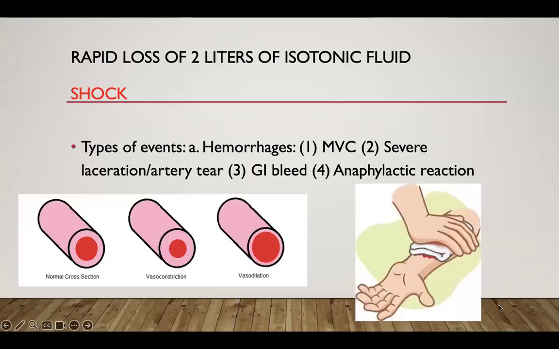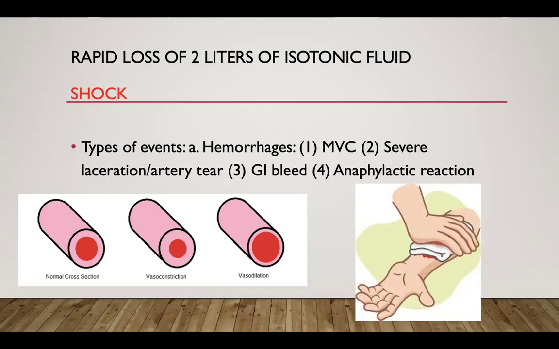Okay, so now we're just going to go through each of the stages. So a rapid loss of 2 liters of isotonic fluid. If you have a rapid loss, it's not going to have time to lose fluid from your interstitial space. That takes time. So if you have a rapid loss of isotonic fluid, it's going to be pretty much completely from your vessels. And so shock is a condition of decreased perfusion. So you're not going to have as much blood or a high enough blood pressure. And so you're going to have shock.